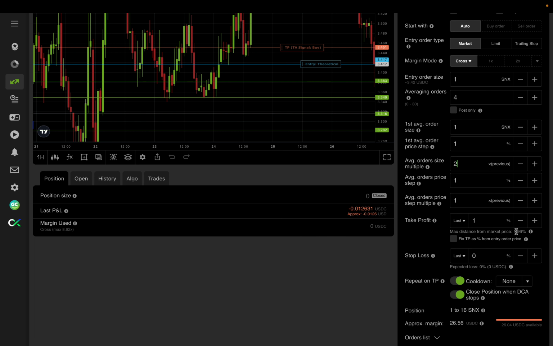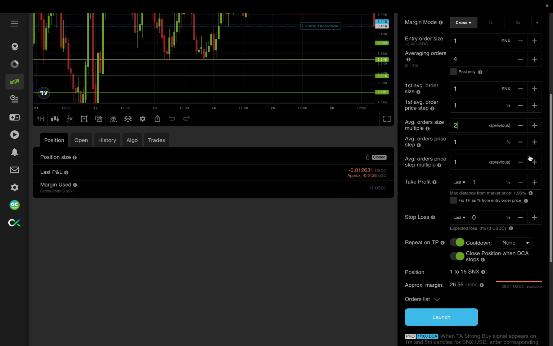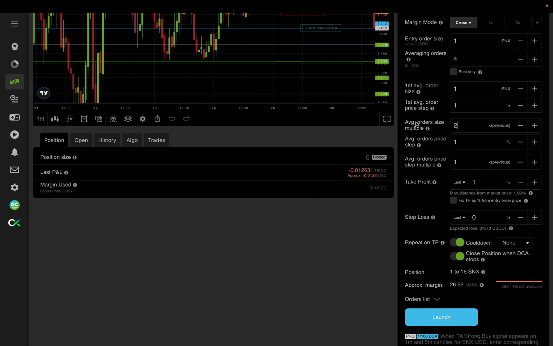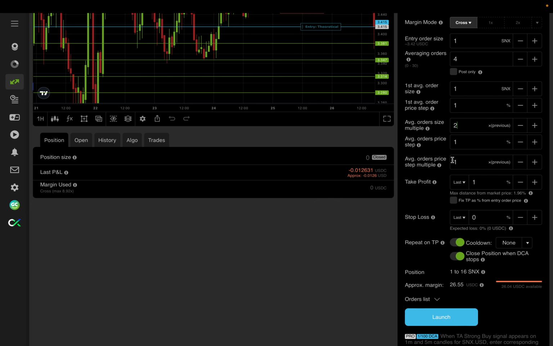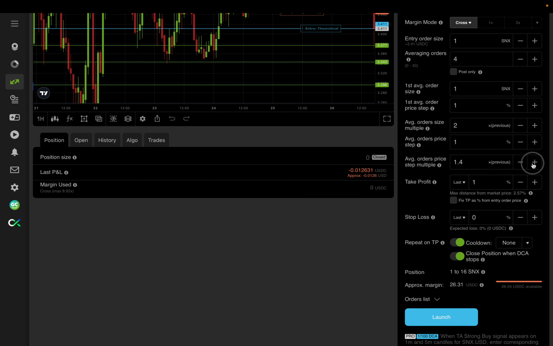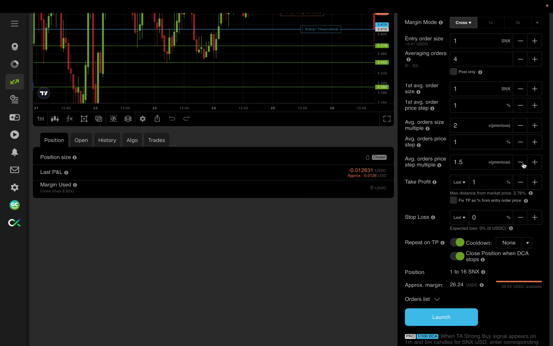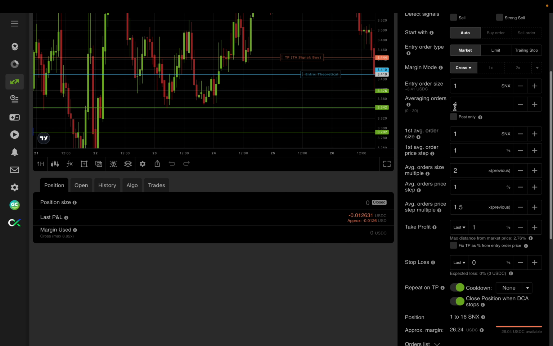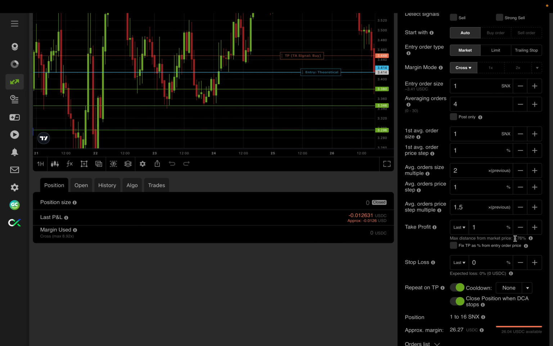So the average order size multiple decreases this distance. The average order price step multiple goes the other way around. The higher the price step multiple is, the higher the max distance from the market price of the take profit. Again, this percentage measures, if your last average order is reached, how much the market price needs to bounce for your take profit to be hit.